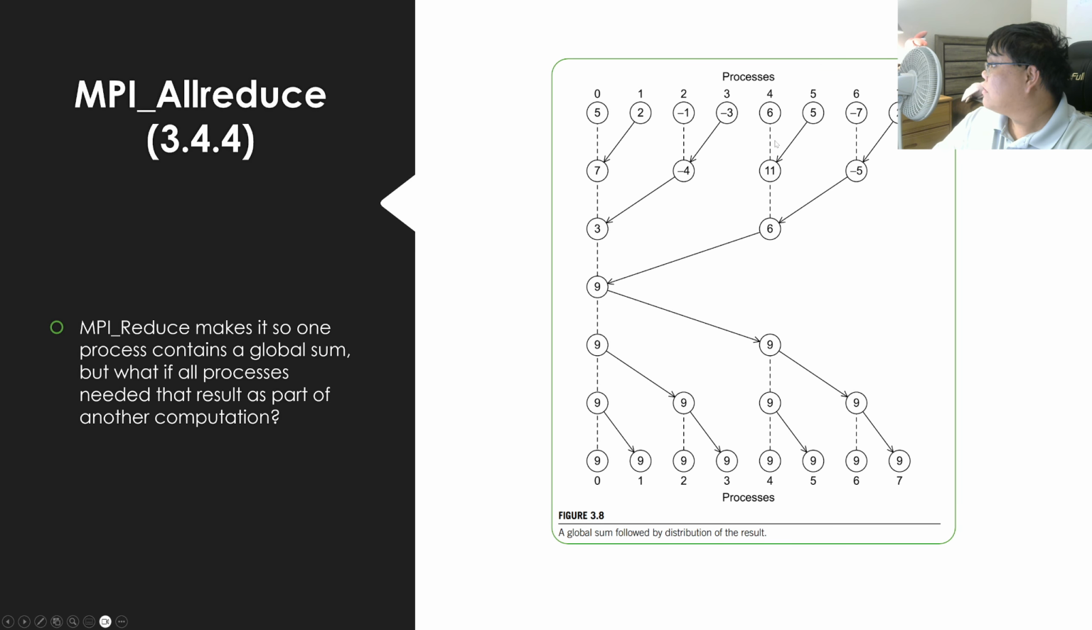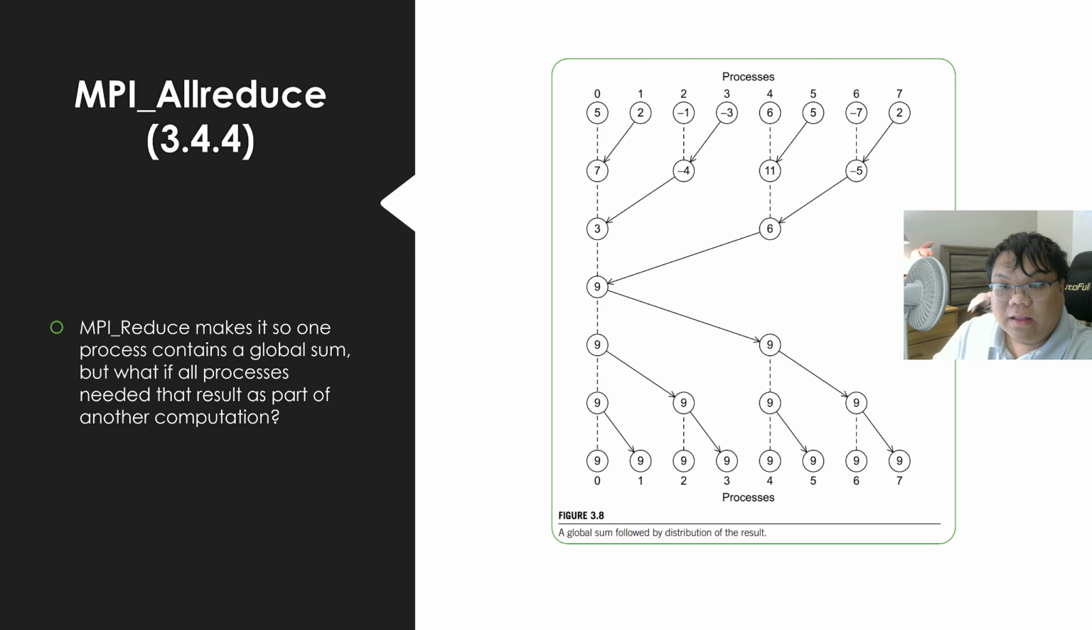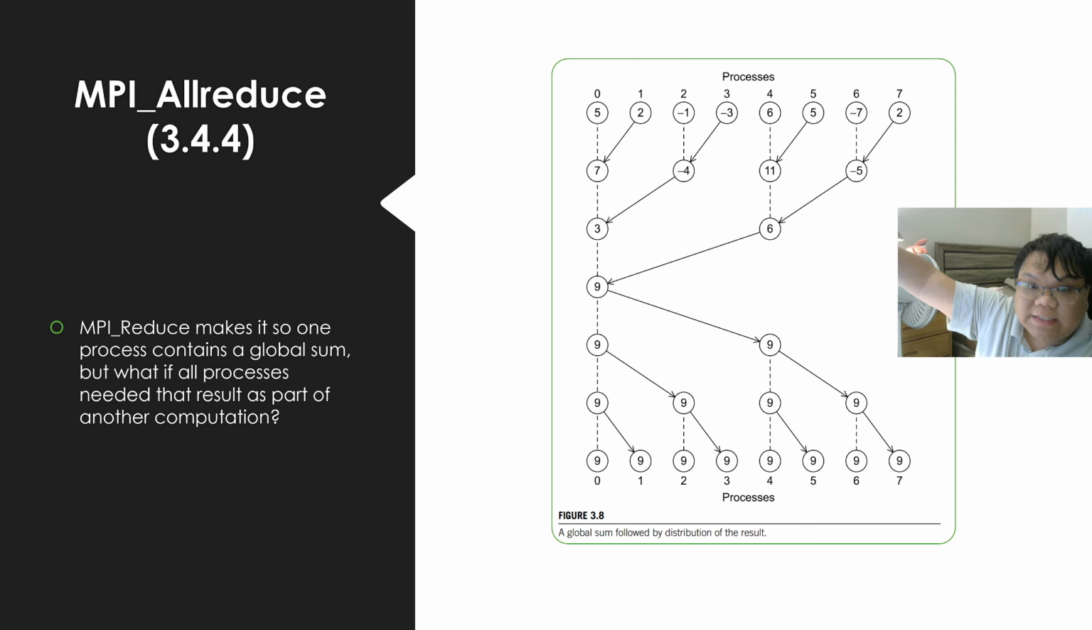Okay, so now we have this tree structure in which all of our processes are sending something to process 0. What if we need that value again for another computation? That means we have to do, after a reduce, the reverse of a reduce, which is, by the way, called a broadcast.